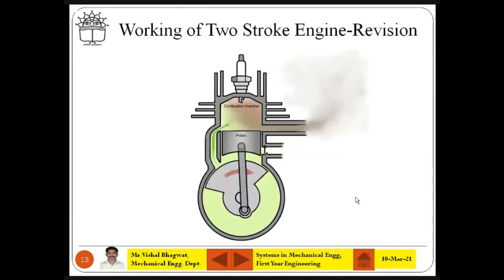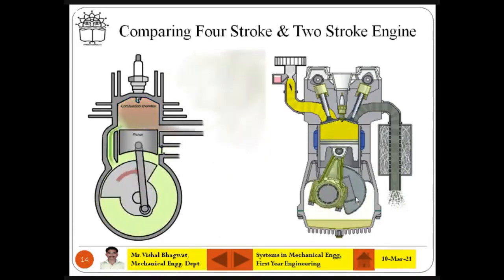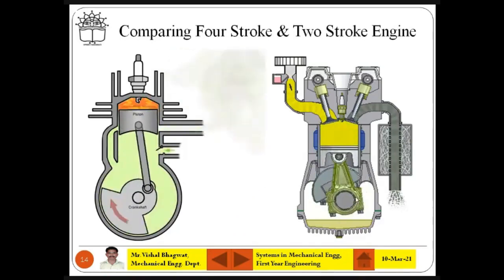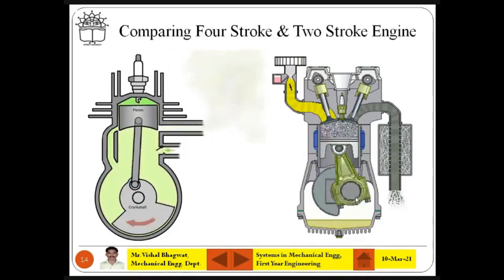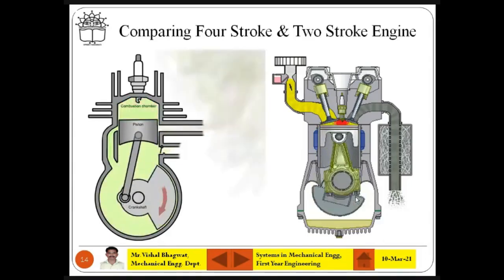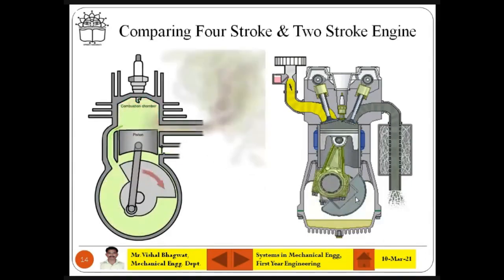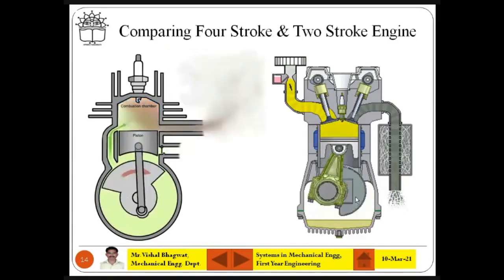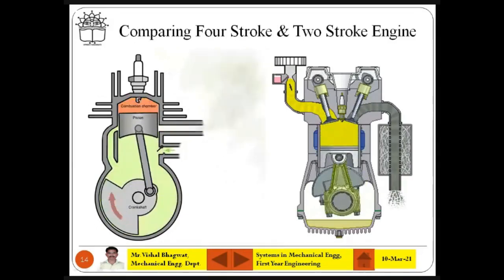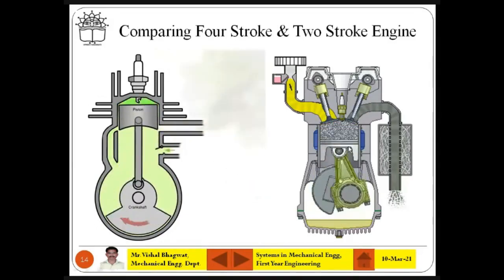What is the main difference in terms of advantage between these two? You'll see it. Comparison of 4-stroke and 2-stroke engine. Can you see the comparison clearly? If you see the construction difference between these two, you will see there is no inlet valve and exhaust valve for the 2-stroke engine. Which side is 2-stroke? On your left side this is 2-stroke engine, on your right side this is 4-stroke engine.